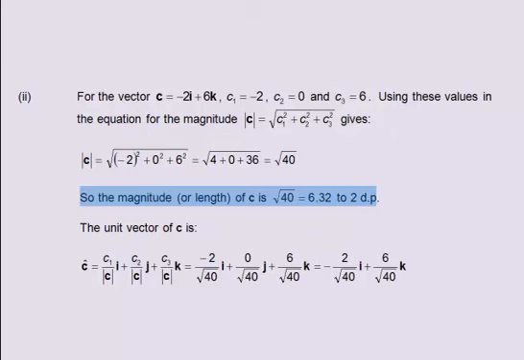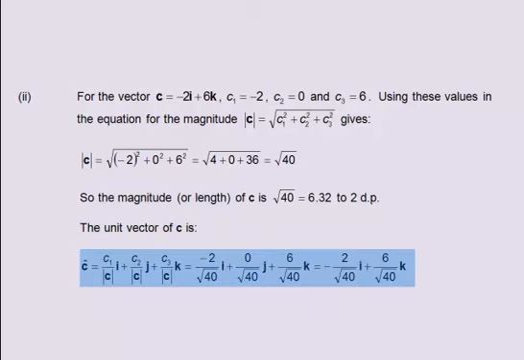The unit vector of c is c hat equals c1 over the magnitude of c i plus c2 over the magnitude of c j plus c3 over the magnitude of c k, which equals minus 2 over root 40 i plus 0 over root 40 j plus 6 over root 40 k, which equals minus 2 over root 40 i plus 6 over root 40 k.